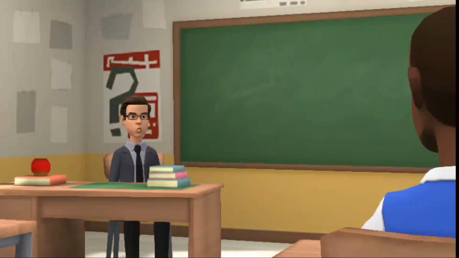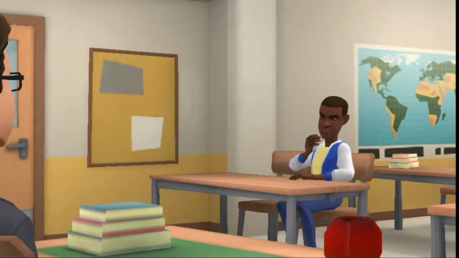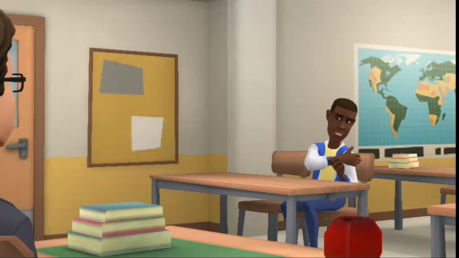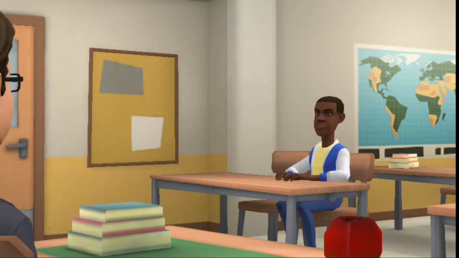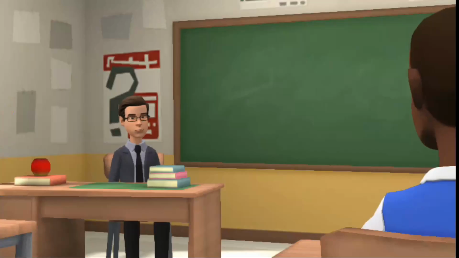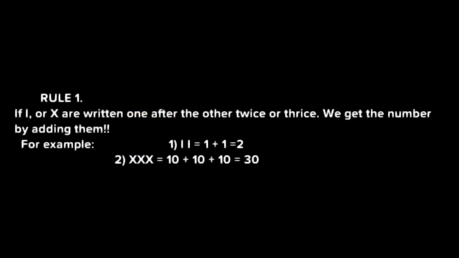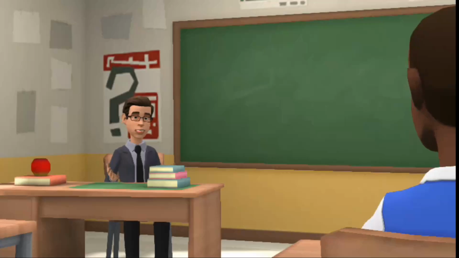Next question. How can we write the Roman numeral II in international form? I guess it is 11. No, Scott, your answer is incorrect. Why? If I is 1, then II has to be 11. No, see, I'll tell you rule number 1. Rule 1: If I or X are written one after the other twice or thrice, we get the number by adding them. For example, II equals 1 plus 1 equals 2, and XXX equals 10 plus 10 plus 10 equals 30. Did you get that?